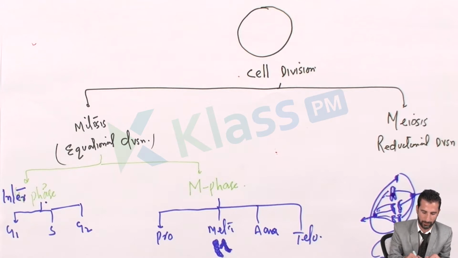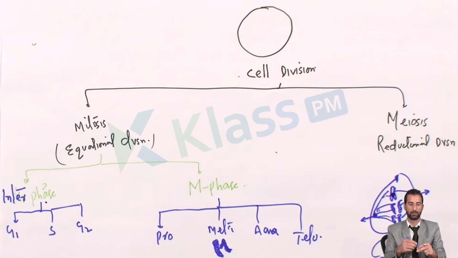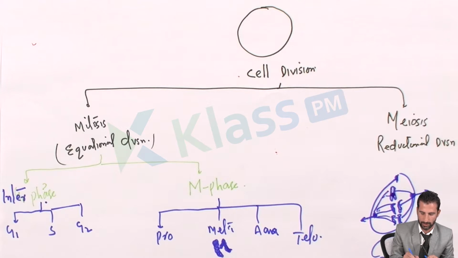Mitosis has the following subphases: one is interphase and one is the M phase. Interphase is further divided into the G1 phase, the S phase, and the G2 phase, and the M phase is further divided into prophase, metaphase, anaphase, and telophase.